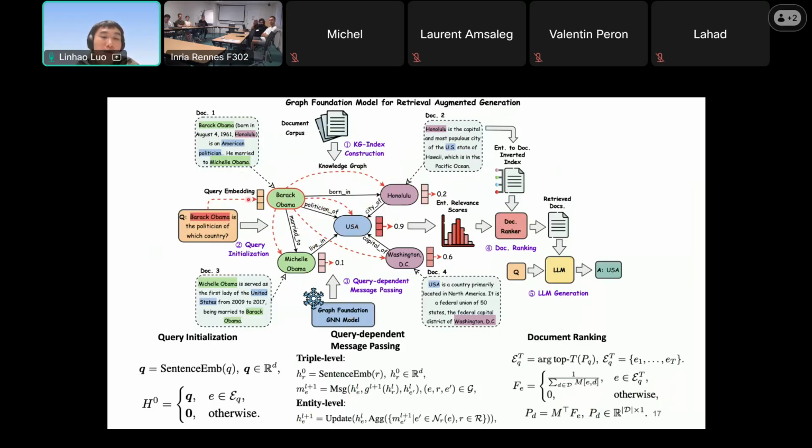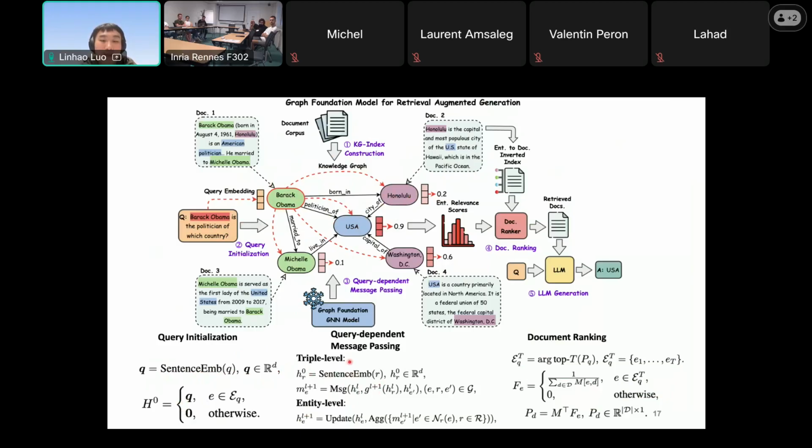For the question entity, the entity mentioned in the question, we initialize its embedding with some kind of sentence embedding model. Basically, we feed the question into the sentence embedding model and get a question representation. Then we initialize the question entity with the question embedding, and all the other entities are initialized with all 0. Then we can conduct multiple layers of message passing powered by graph neural networks.